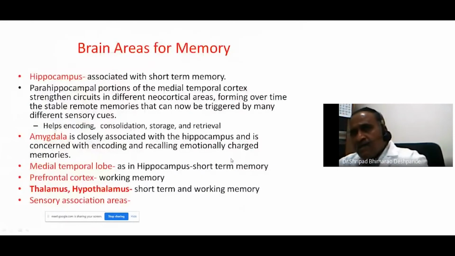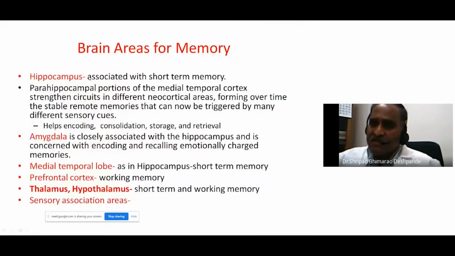Now we move on. I have already mentioned that the hippocampus is associated with short-term memory. Not only short-term memory, it helps the encoding, consolidation, storage, and retrieval of memory. The parahippocampal portions and medial temporal cortical areas have circuits that connect to the entire neocortical structures, that means the parietal, occipital, and temporal areas for auditory and olfactory. To process all these sensory cues, they are also involved.